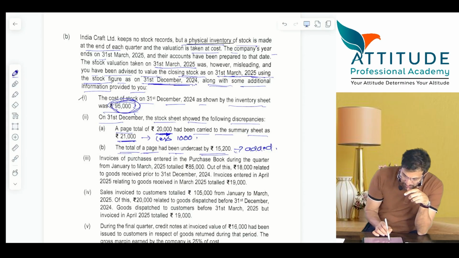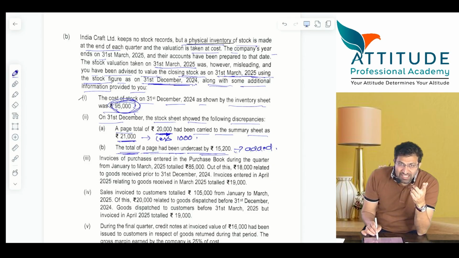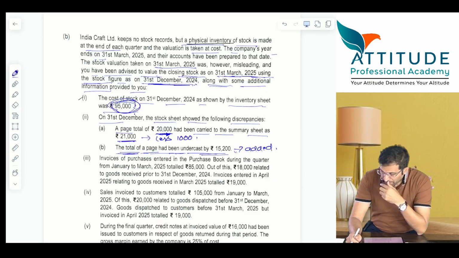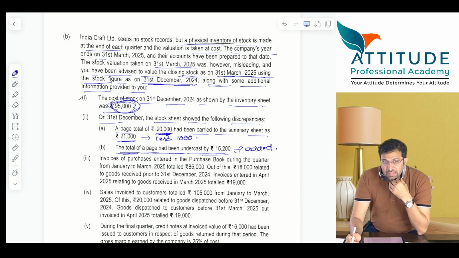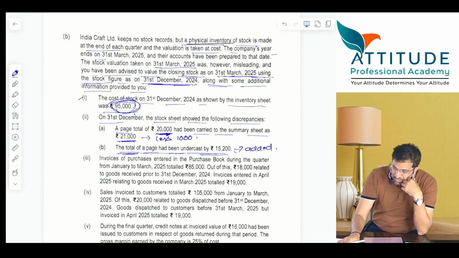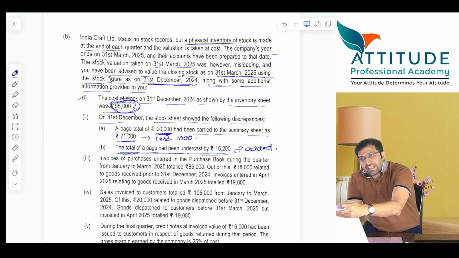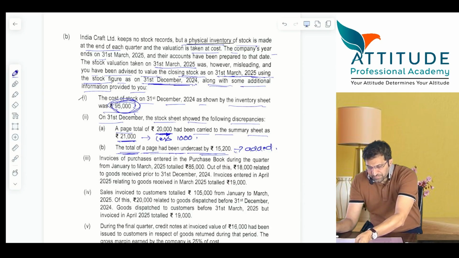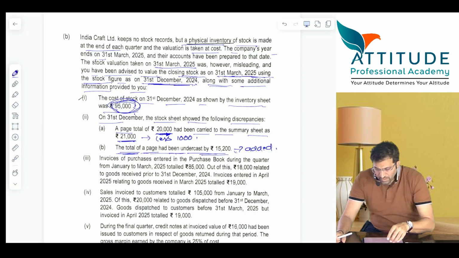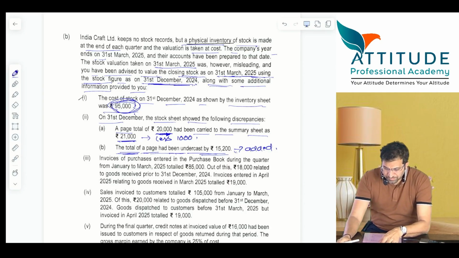Then next, you tell me what this would be. Yeah, undercast. If it is undercast, now you have to what? Add. Right there. Add. Undercasting of page total, 15,200. Clear? All of you getting it? Next. Next. Tell me.